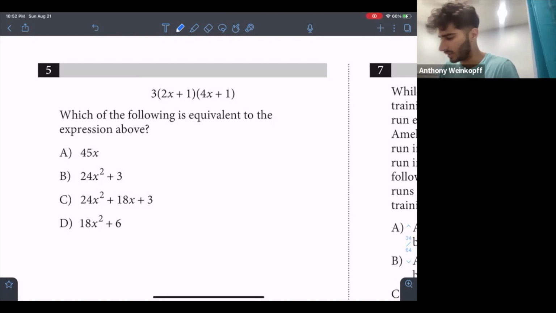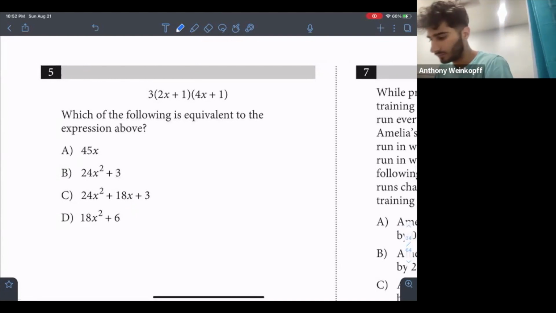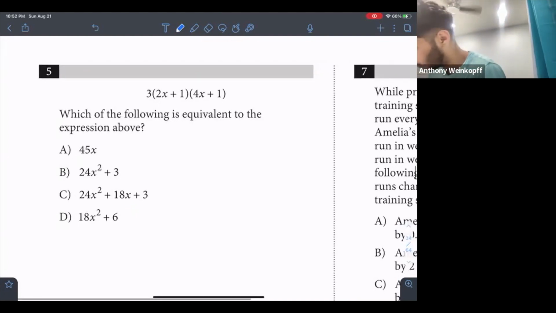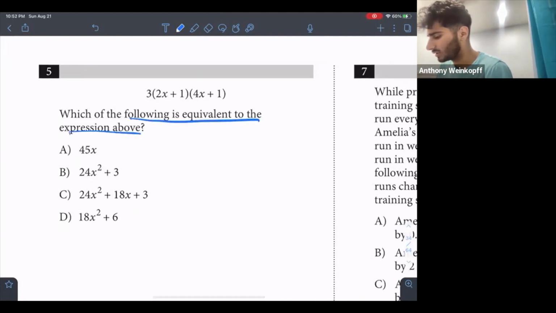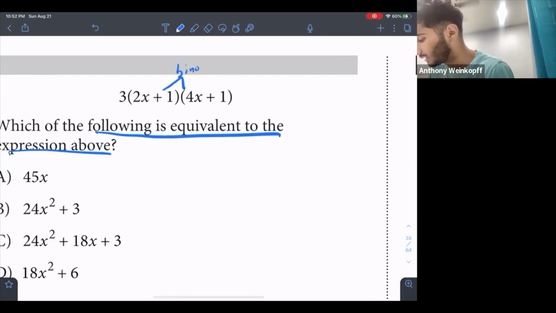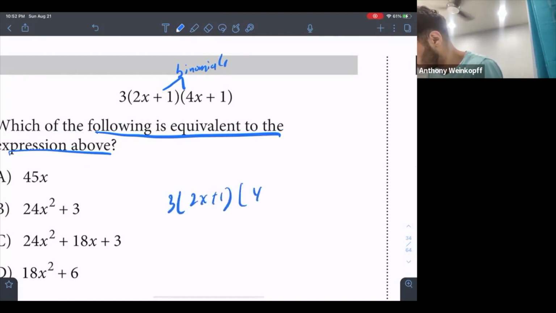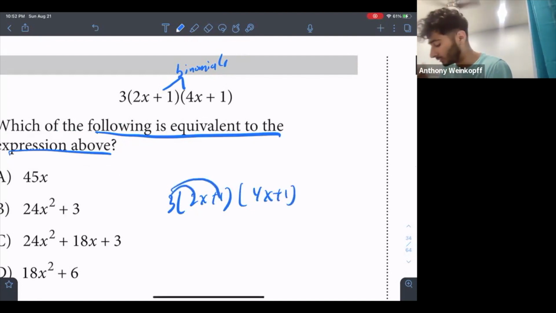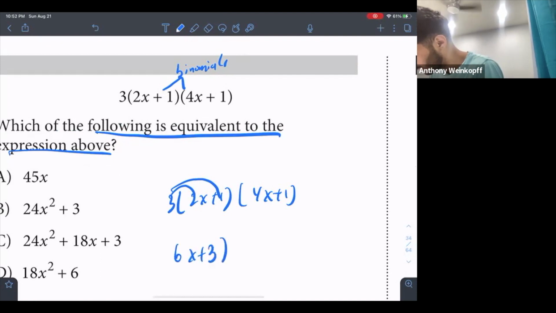Okay, so question 5. Which of the following is equivalent to the expression above? So the first thing we would do is, you have two binomials. And then you would do 3 times 2x plus 1, 4x plus 1. So then you would distribute the 3 first to one of the binomials. So you get 6x plus 3, and then 4x plus 1.